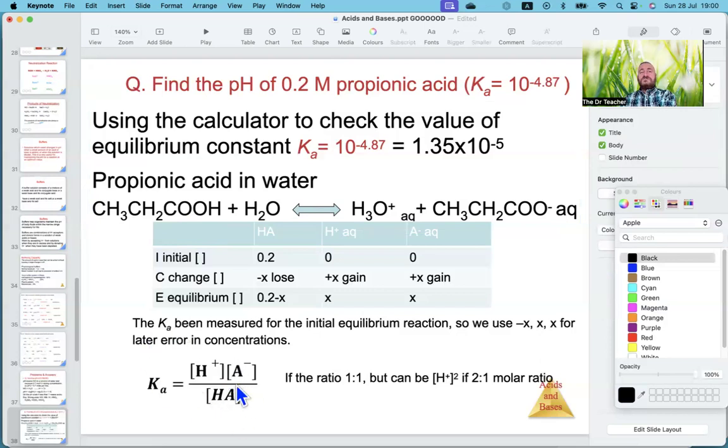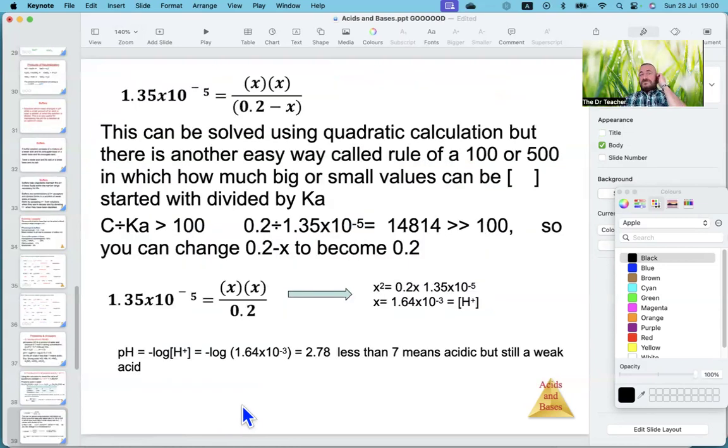So now we put this, and we replace this concentration with X, and this base with X, you see? And HA is this one. We replace it with 0.2 minus X. So we have the Ka value here. Replace this one. So what's missing? Let's see. X times X, and here is 0.2 minus X. Now, let me show you what happened. You can see 0.2 minus X.